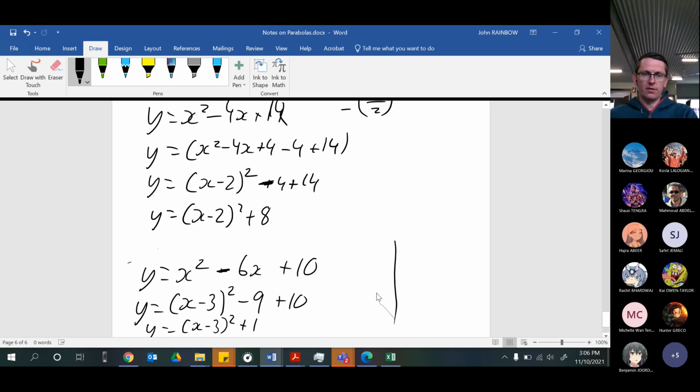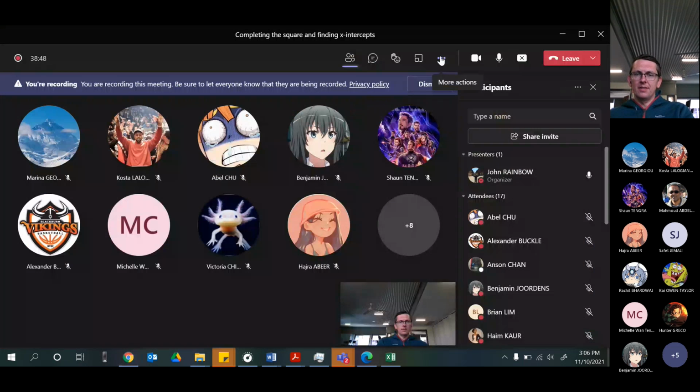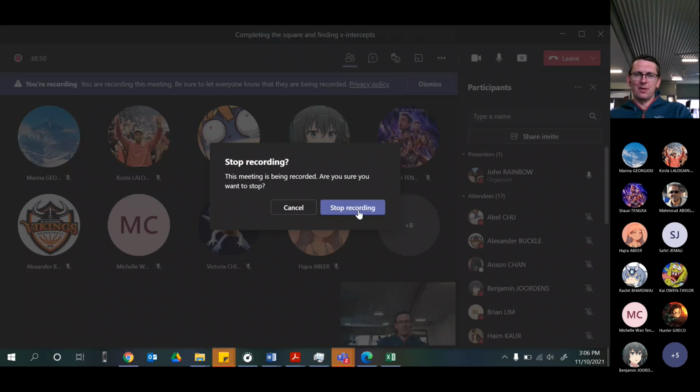Therefore, if I want to graph this, I know a few things. I know my turning point is at 3, 1. I know my y-intercept is at 10, because if I let x equal 0 here, y equals 10. And it has no x-intercepts. It's a positive graph. It's going to look like that, and that is at 3, 1. Should probably put it above, but anyway. And that's where we're going. Well done, I suppose.